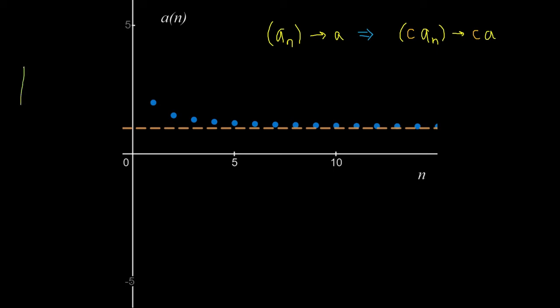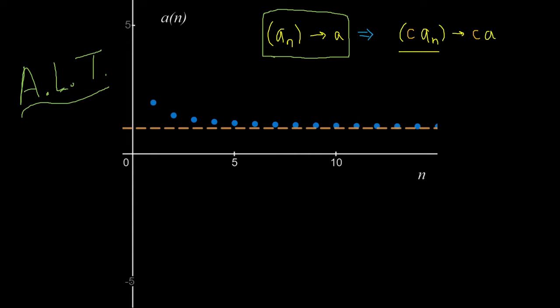In this video, I want to prove one of the results of the algebraic limit theorem, or as I like to abbreviate it, the ALT. If a sequence a sub n converges to a real value a, then c times a sub n, which is, you can imagine multiplying all of our terms in our sequence by some number c, converges to c times a, the limit also multiplied by c. In other words, if we scale a sequence by c, if we multiply all the terms in the sequence by c, the limit is also going to be scaled by that same c.